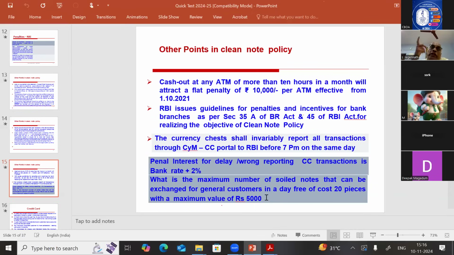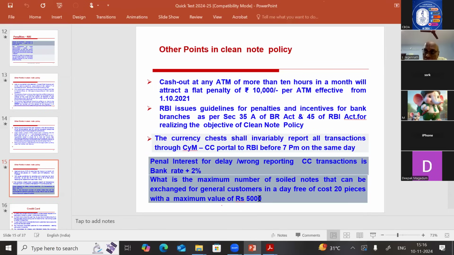So what about the mutilated note? Mutilated note is with regard to adjudication. With regard to adjudication of mutilated notes, what is the condition? If a bank branch is having a currency chest, then there is no restriction with regard to adjudication of the mutilated note. Non-currency chest bank branches can adjudicate in a day a maximum of 20 pieces of the mutilated note.